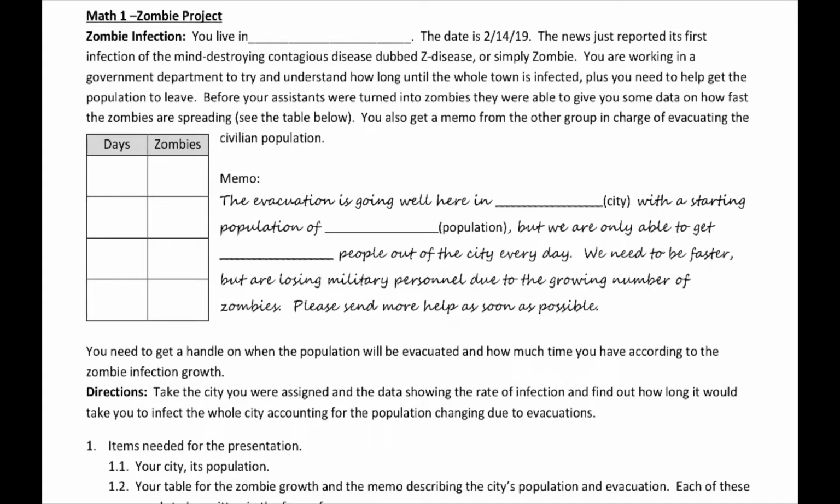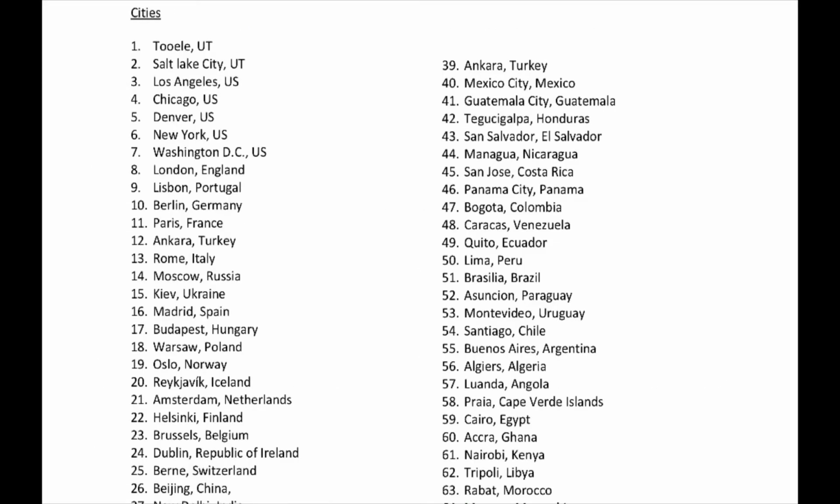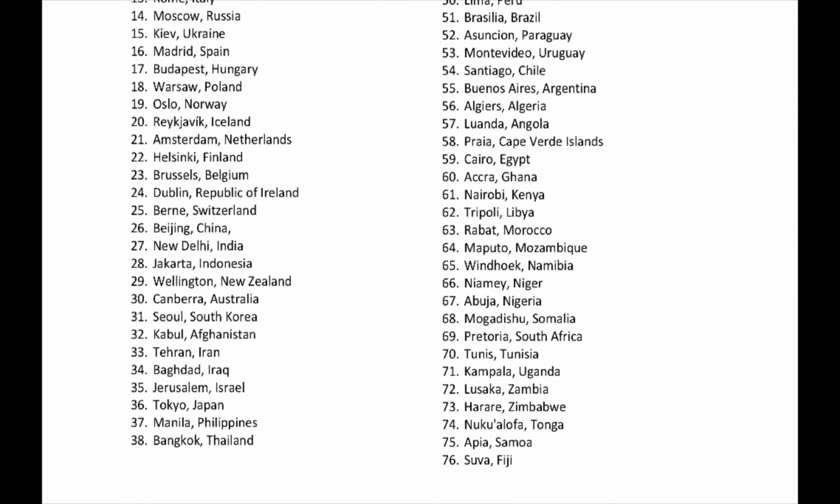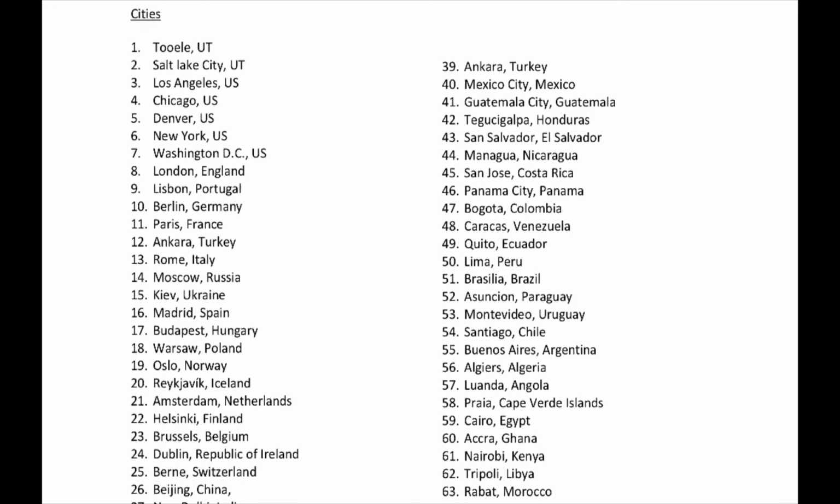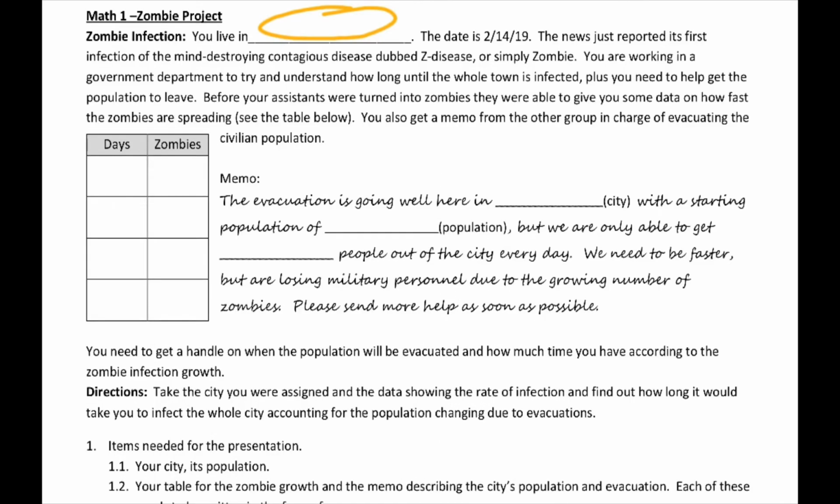So first you have to decide on a city, okay? Now you can't just pick any city. I do have a list of pre-approved cities, and in class you'll sign up for those. But if there's a city that's not on this list that you would like, come talk to me, and we can take a look at it, okay? So you pick a city. In this case, for our example, we'll use Lisbon here.